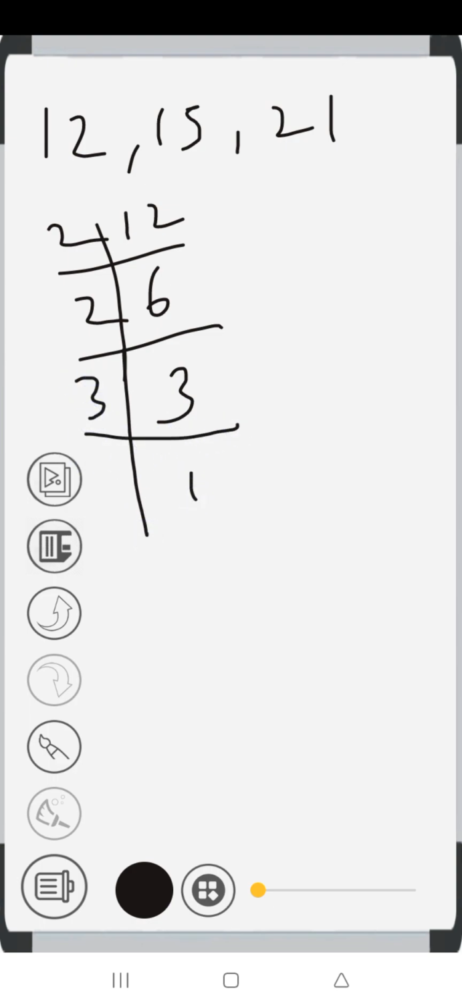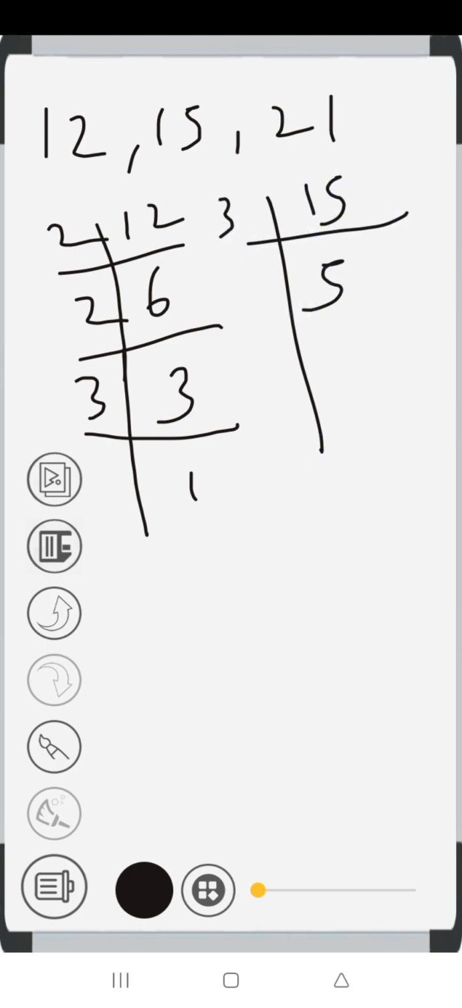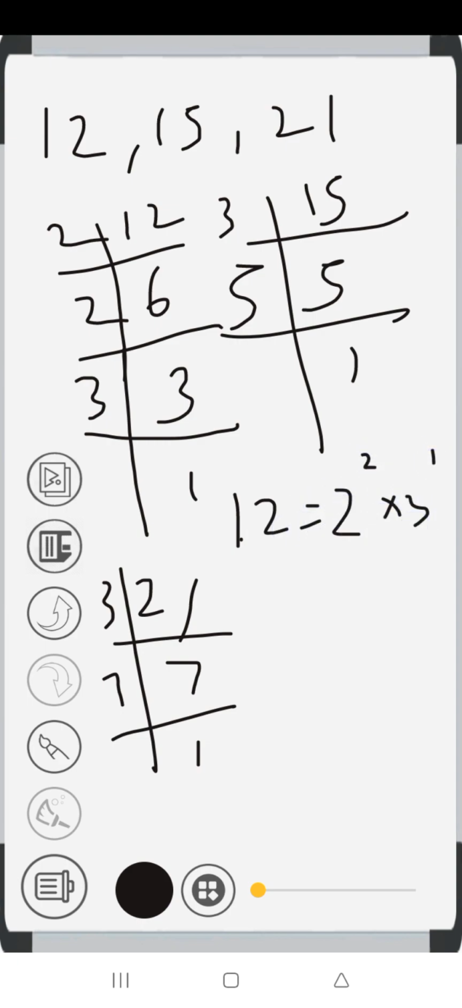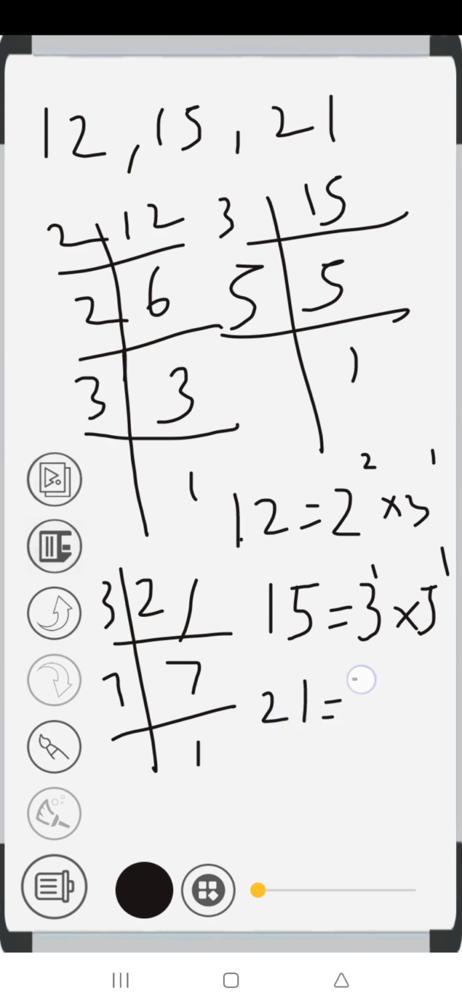So 1. For 15 it is 3 times 5, which is 15, and 5. And in case of 21 it is 3 times 7. So 12 is equal to 2 square into 3 power 1. 15 is equal to 3 power 1 into 5 power 1. 21 is equal to 3 power 1 into 7 power 1.